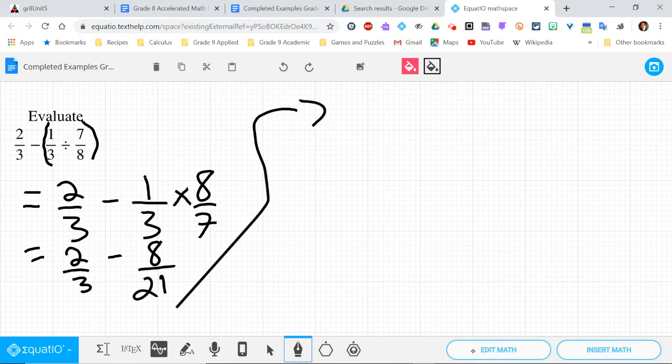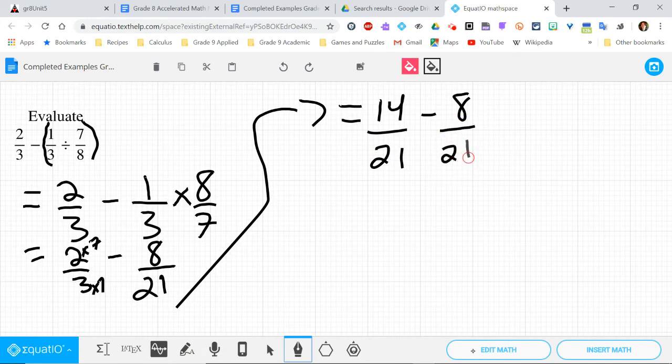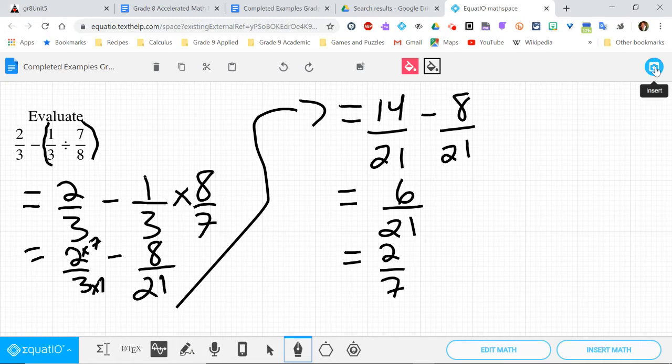So I'm going to move over here. I need a common denominator, which is going to be 21. So I'm going to multiply by 7, multiply by 7. So I get 14 over 21 minus 8 over 21. So 14 subtract 8 is 6 over 21. And I have one final step since both numerator and denominator are divisible by 3. So that'll leave me with 2 over 7. It's a total coincidence that that's the same answer as the last question. So we have 2 over 7. I'm going to insert that.